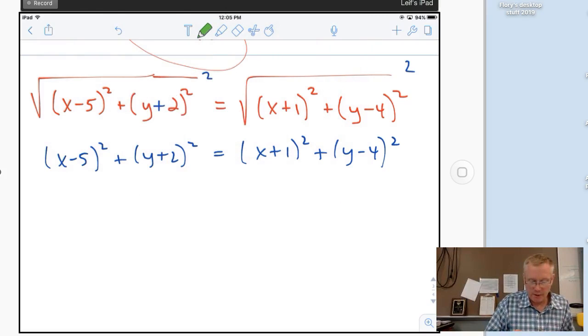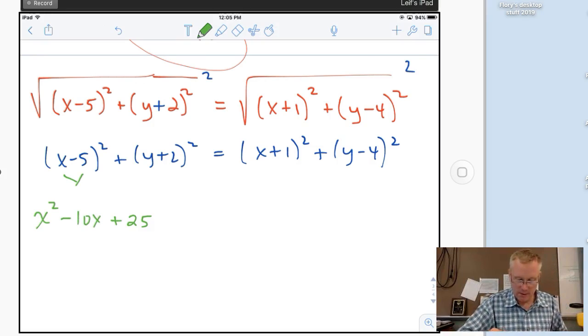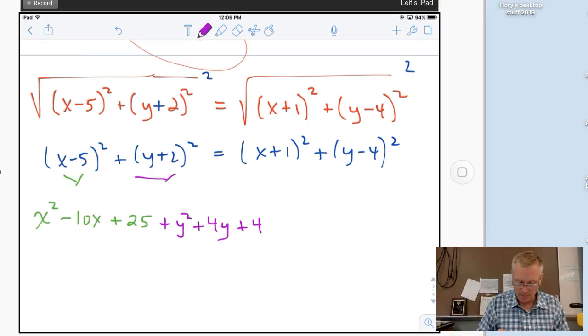So first one is (x minus 5) squared. To do a perfect square, square the front number, x squared. I'm going to put a minus there. And then the last number squared, 5 squared, is 25. And then to get the middle term, multiply the two terms together and then double it. x times negative 5 is negative 5x. Double it is negative 10x. Okay? So that's that one. The next one is (y plus 2) squared. So that's y squared. The last term will be 2 squared, which is 4. The middle term will be y times 2 doubled, which is 4y.